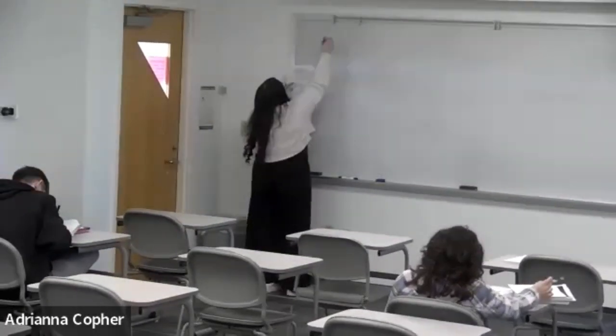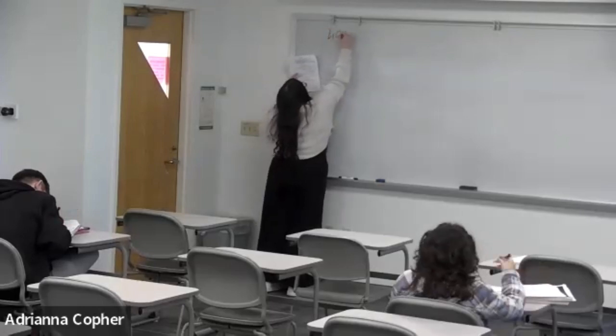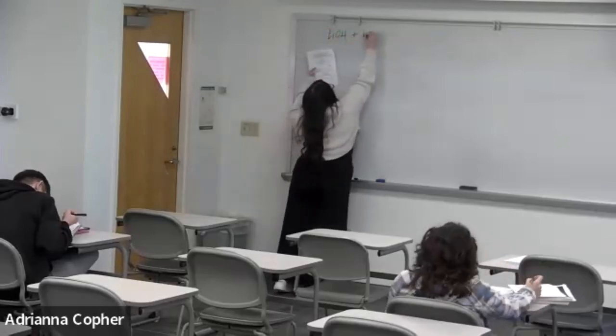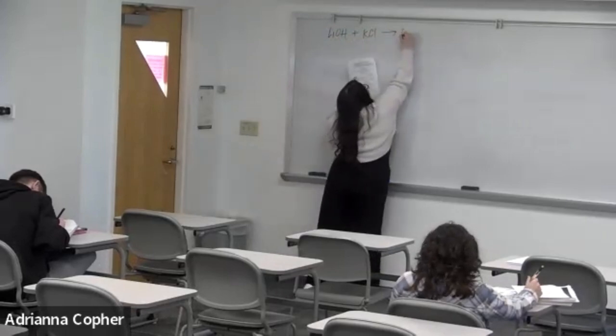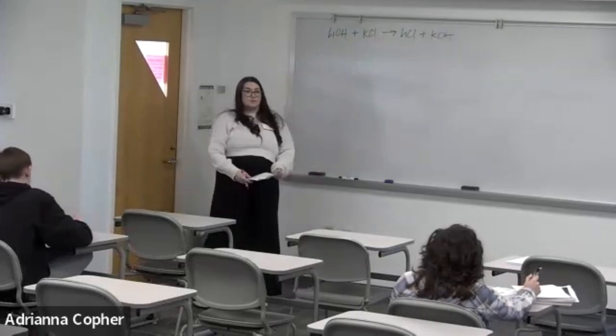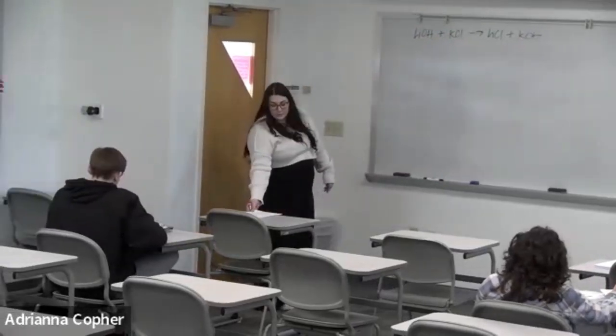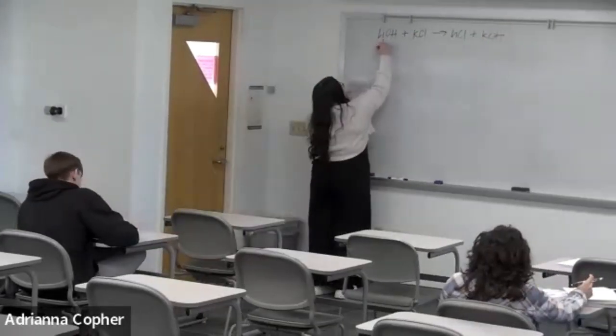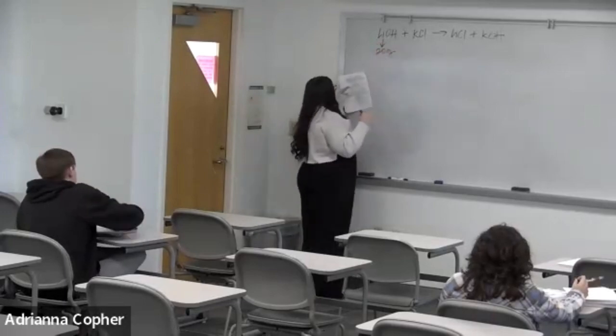Number 1, so this is my balanced reaction. Lithium hydroxide plus potassium chloride equals lithium chloride plus potassium hydroxide. Okay. This is balanced. We have one of everything. And it says the reaction begins with 20 grams of lithium hydroxide. What is the theoretical yield?